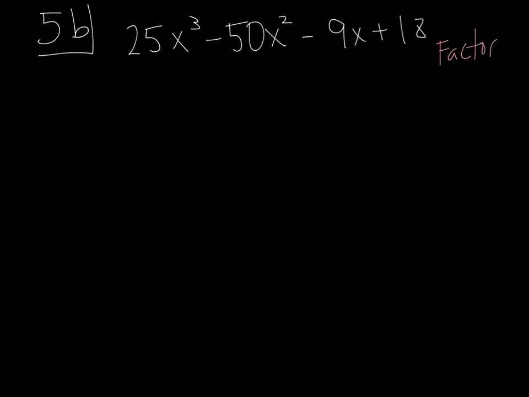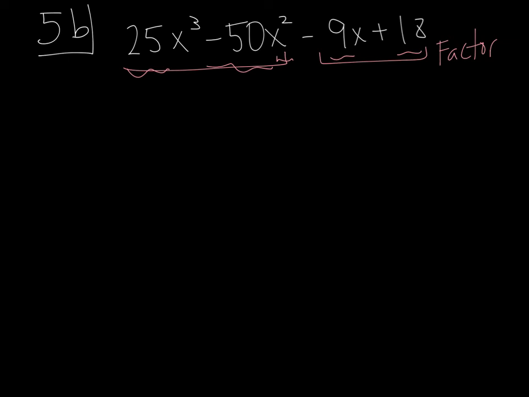Now, when I was looking at this, and I guess this just comes from experience, I noticed that this 50 was twice as much as the 25, so they both have a common factor of 25, plus the x squared even. And then I also noticed that the 18 was double the 9. So because that's sort of the same kind of pattern, I'm going to factor by grouping. I'm going to try it anyway. If it doesn't work, I can try something else.